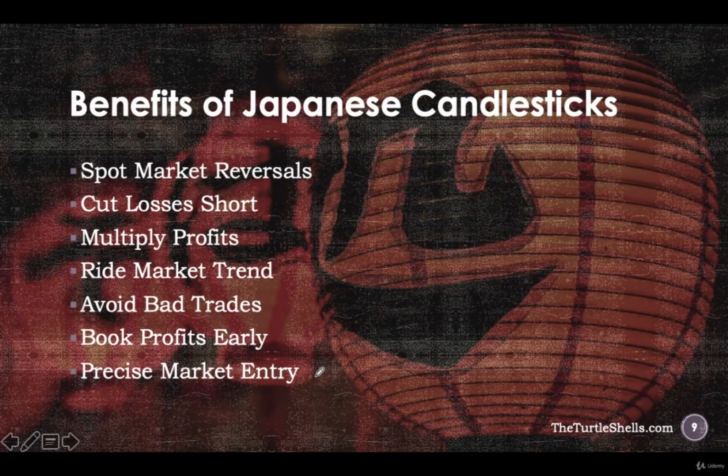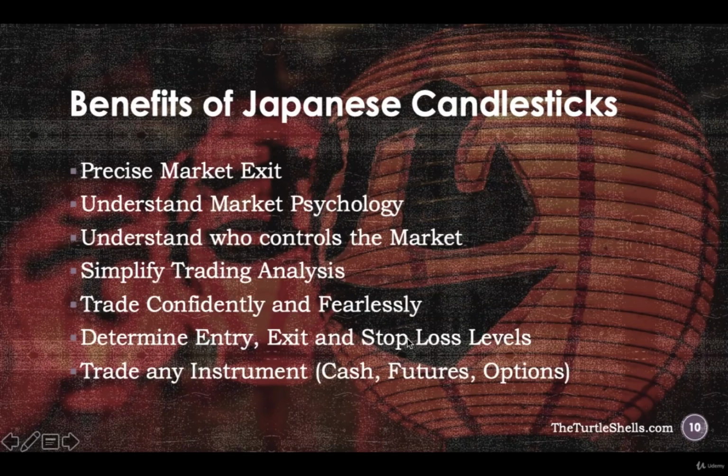And it gives us precise market entry. Even when we look at Japanese candlestick charts, I can show you exactly where to enter, exactly where to keep the stop loss, exactly what target to aim at. And these are exact prices given by Japanese candlesticks. So it's a precise science, precise entry, precise exit.